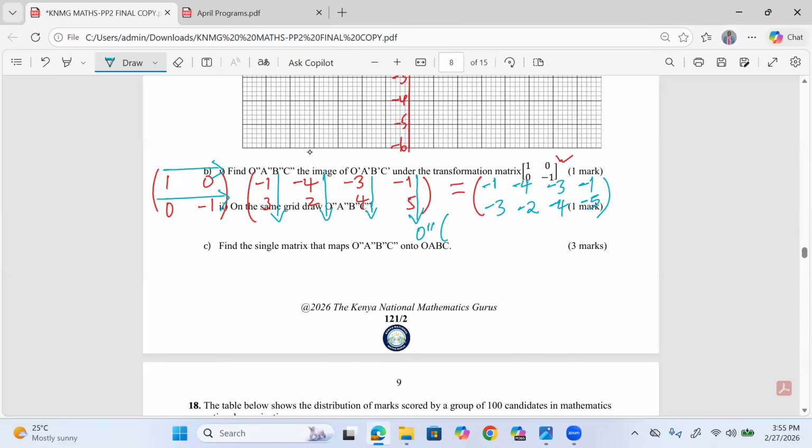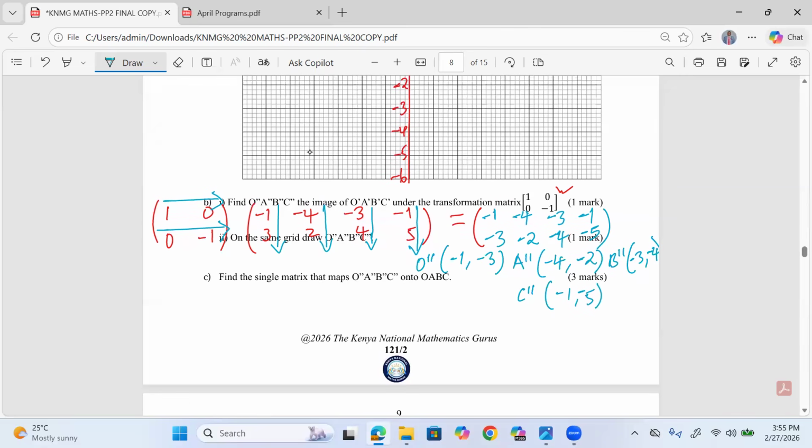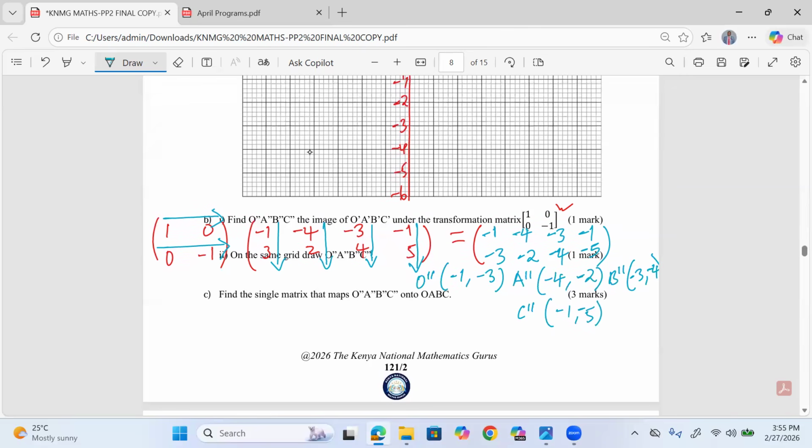So you see, the coordinates can now be outlined. The second image, it will be -1, -3. And for A, it will be -4, -2. For B, it shall be -3, -4. And finally, you will close the brackets. And finally, C double prime shall be -1, -5. Then you plot according to the second instruction. On the same grid, you draw.